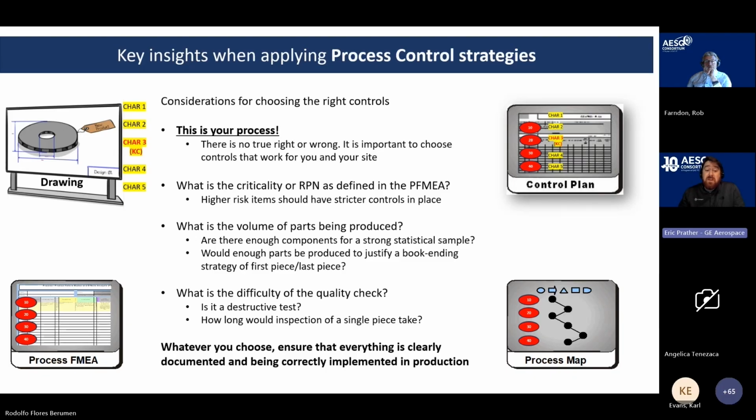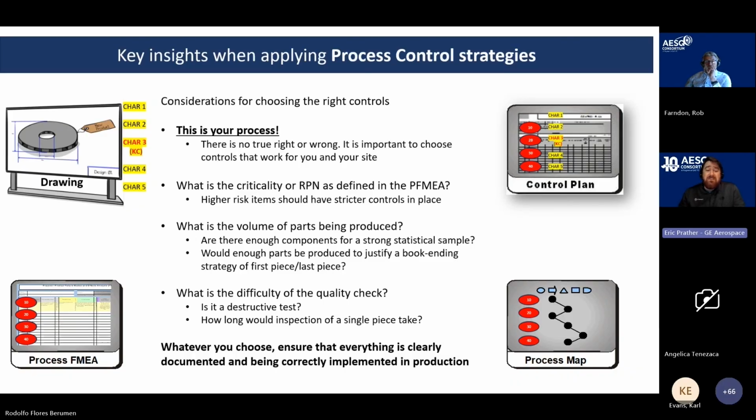The volume of parts being produced. Do we have enough parts for really strong statistical sampling? Would enough parts be produced to justify maybe a bookending strategy? These are huge considerations, especially in our business that has a lot of low volume production. Some of these are a lot easier when you're making 1,000 parts a week. So that's a balance that we have to strike.